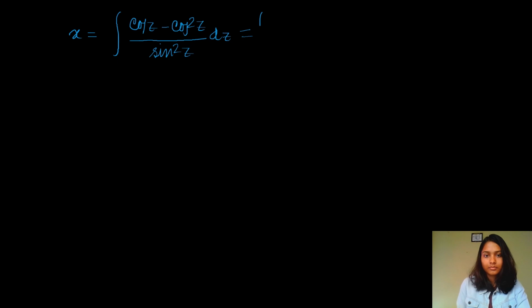x equals integration of (cos z minus cos square z) divided by sin square z dz. So it will give cos z by sin square z. We can write it as cosec z cot z. Cos by sin will become cot, and 1 by sin will become cosec.